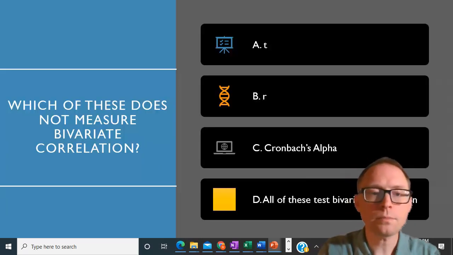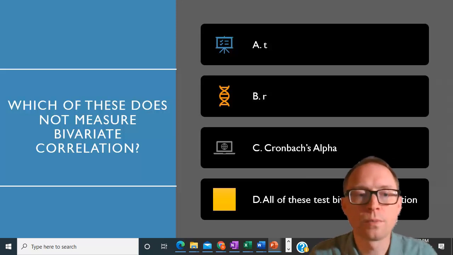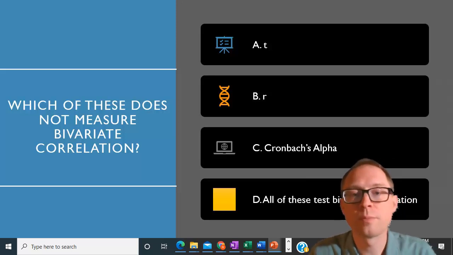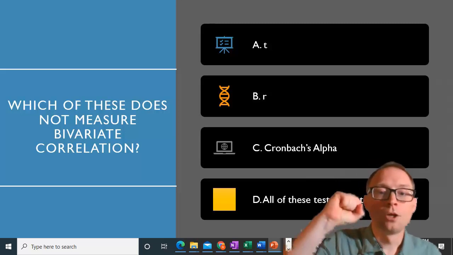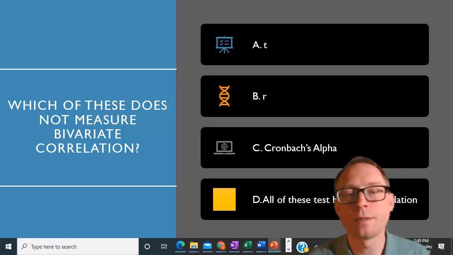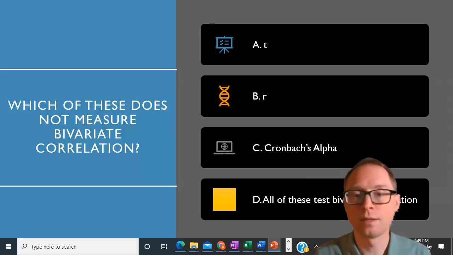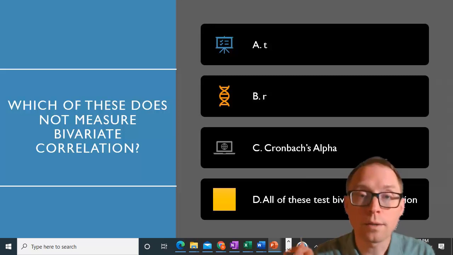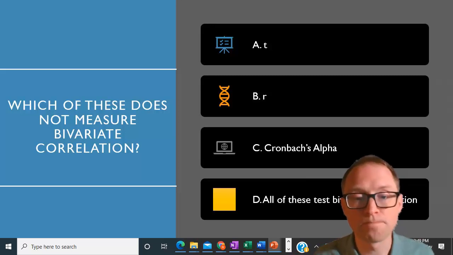So, quick quiz. Which of these does not measure bivariate correlation? Cronbach's alpha does not measure bivariate correlation. Cronbach's alpha measures internal reliability, which is not the same. In fact, Cronbach's alpha can have lots of different items in it. That's not what its purpose is. You can do a t-test, you can do an R. Either one of those will give a bivariate correlation depending on what kind of data you get from your operationalization.